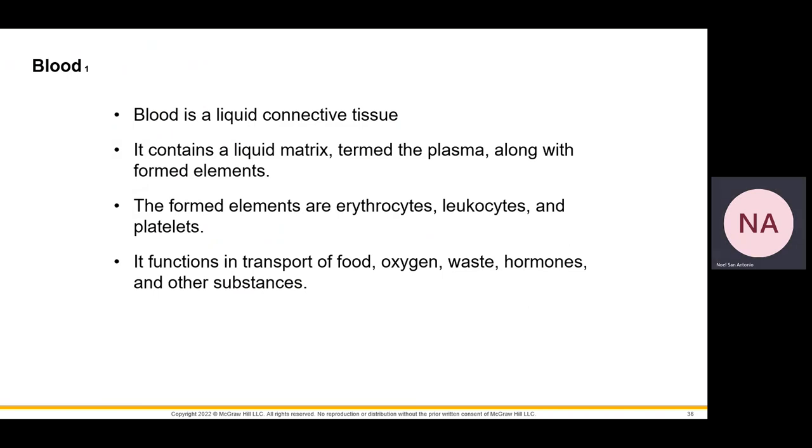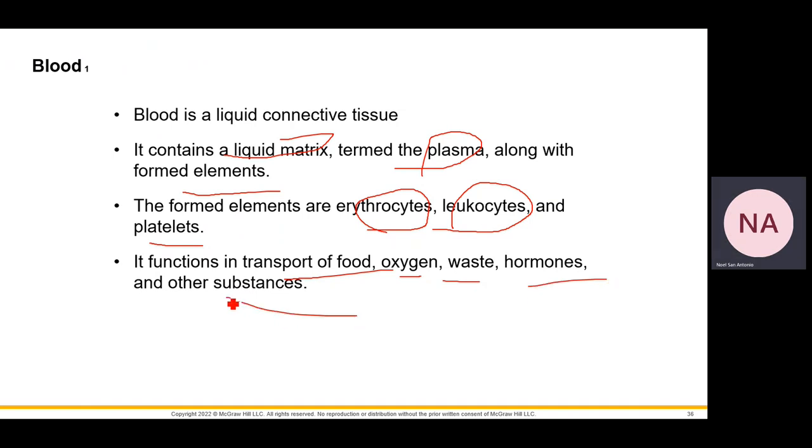Then you have blood. Under connective tissue, ang blood. It is considered a liquid connective tissue because it contains a liquid matrix that we call plasma. The liquid portion of our blood is plasma. And suspended in the plasma are the formed elements of the blood, such as the red blood cells or erythrocytes, the white blood cells or leukocytes, and your platelets. Basically, it functions for the transport of food, oxygen, wastes, hormones, and other substances in the body. And we will discuss the details of our blood when we go to the circulatory system.